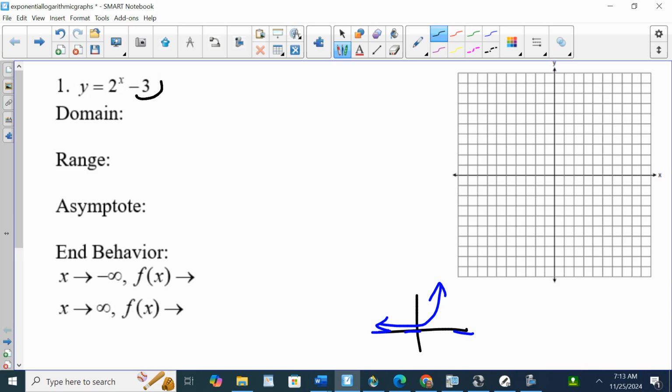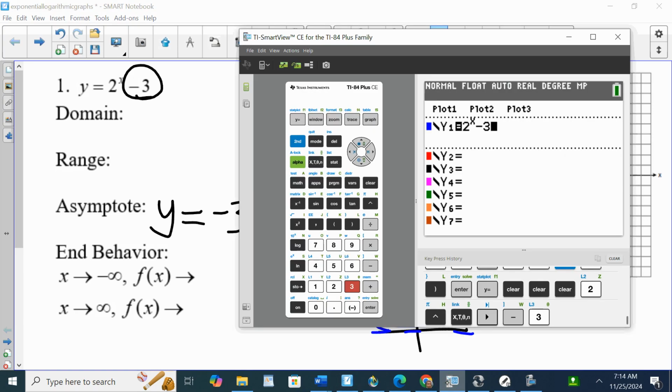In this case, the vertical shift is going to be negative 3, so I know my asymptote is going to be y equals negative 3. It's a horizontal line, so it's y equals. It's going to be at the vertical shift. Now, that's mathematically how you determine the asymptote, but there is kind of a cheat.